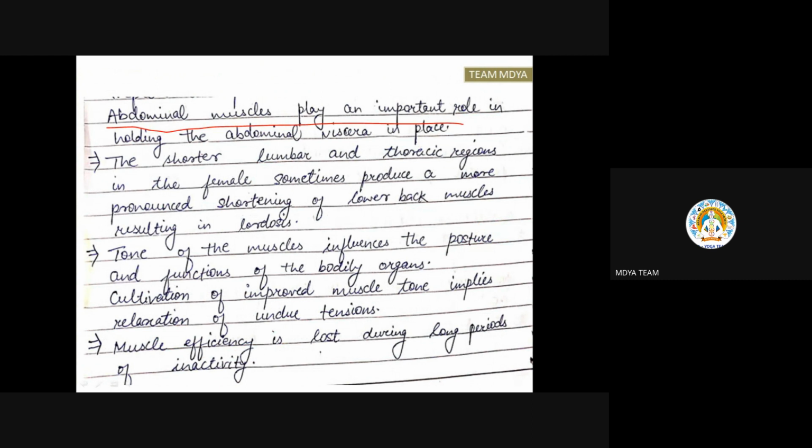That means all the organs in the abdominal region are held in place by the abdominal muscles. The shorter lumbar and thoracic regions in the female sometimes produce a more pronounced shortening of the lower back muscles, resulting in lordosis. Due to this reason, females have lordosis. What's lordosis? In lordosis, there is an exaggerated inward curvature formed in the lower spine.